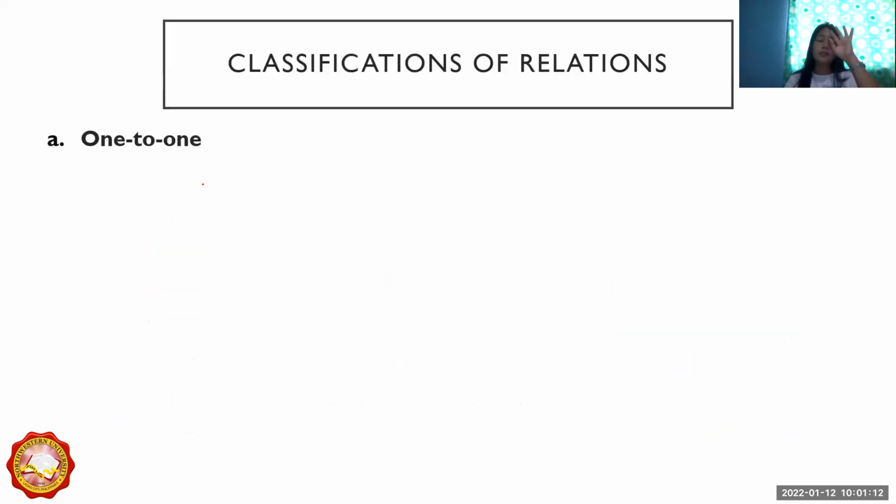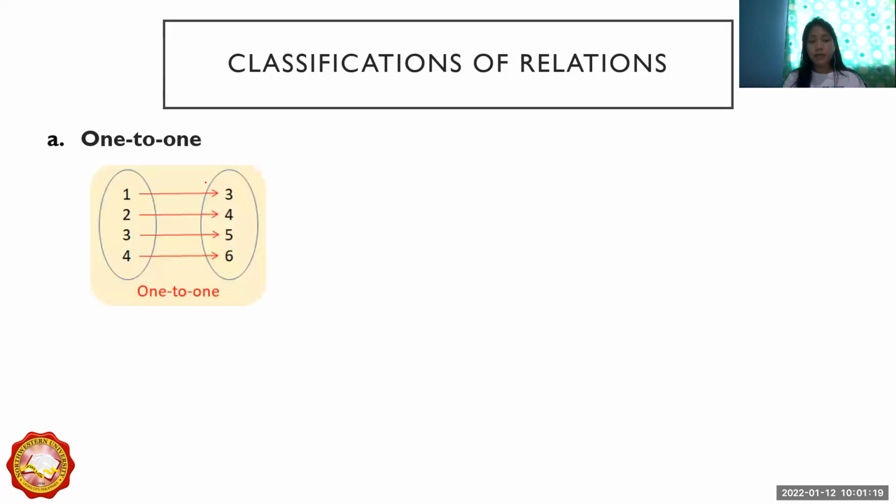Now, here are 4 classifications of relations. First is the one-to-one. From the name itself, given 2 sets, we have here, for example, set X and set Y. You're mapping all of these elements sa inyong first set to exactly one element from your second set. That's your one-to-one.